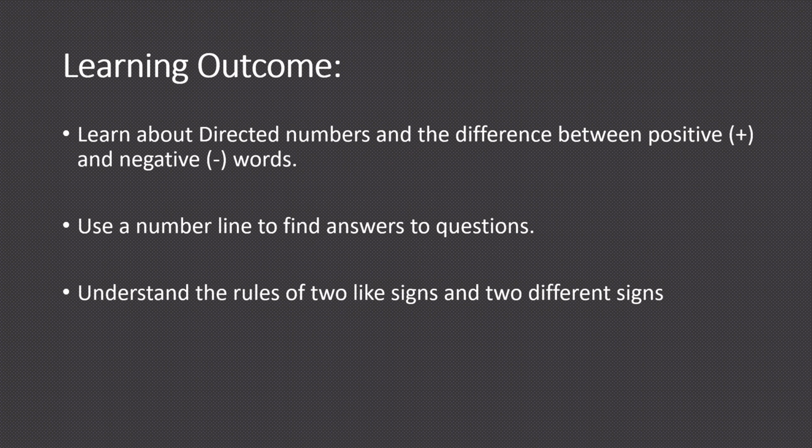Numbers. So our learning outcome for today is to learn about directed numbers and the difference between positive and negative words, as well as to use the number line to find answers to questions, and third, to understand the rules of two like signs and two different signs.